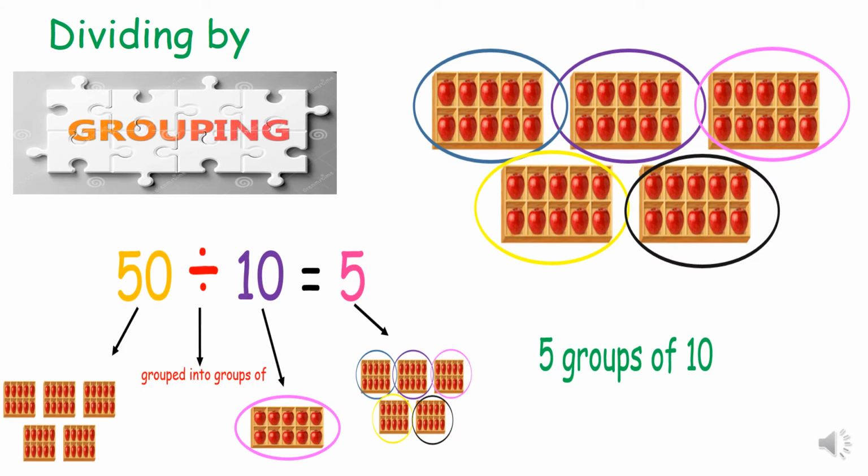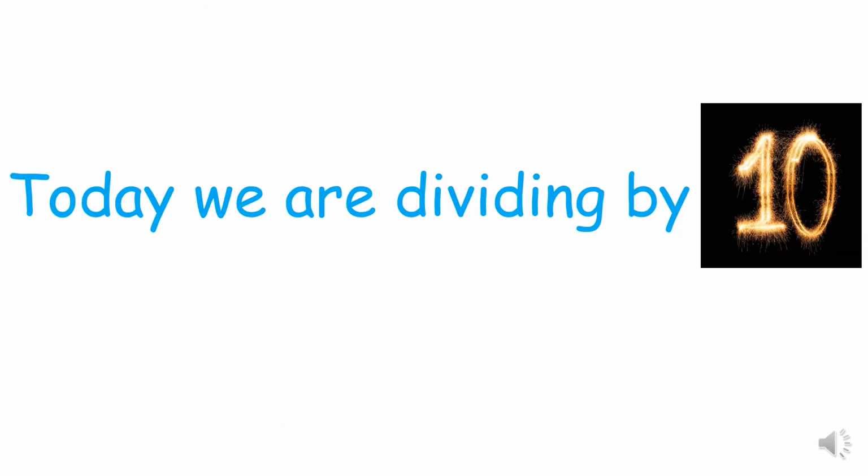And this helped us write our division number sentence. 50 divided by 10 equals 5, because we started off with 50 apples, then we grouped the apples, and we put our apples into groups of 10. And then by the end of it, we found we had 5 groups. So we've done a lot of work on dividing by 2 and dividing by 5. But our learning question says today we're dividing by 10.